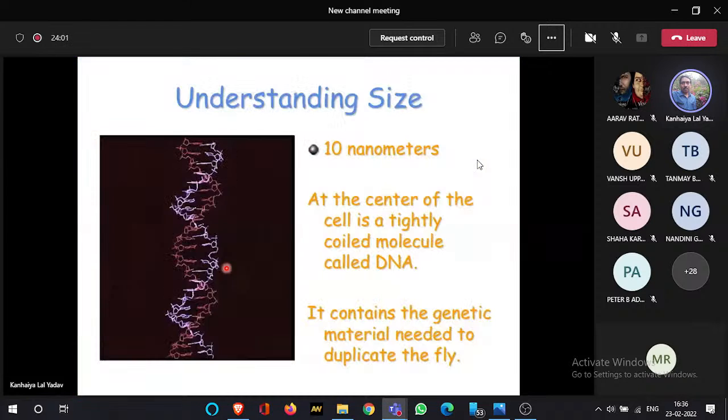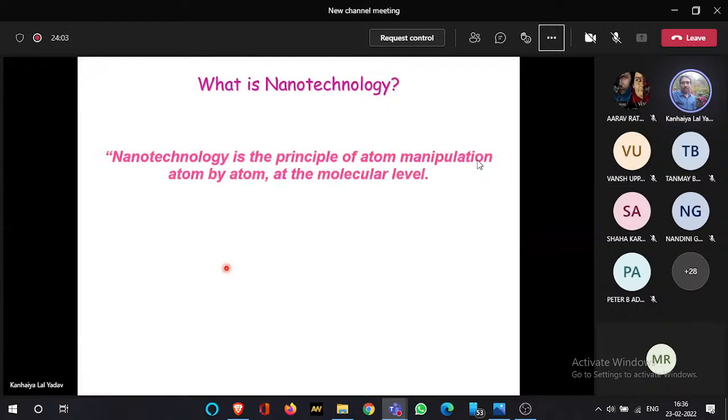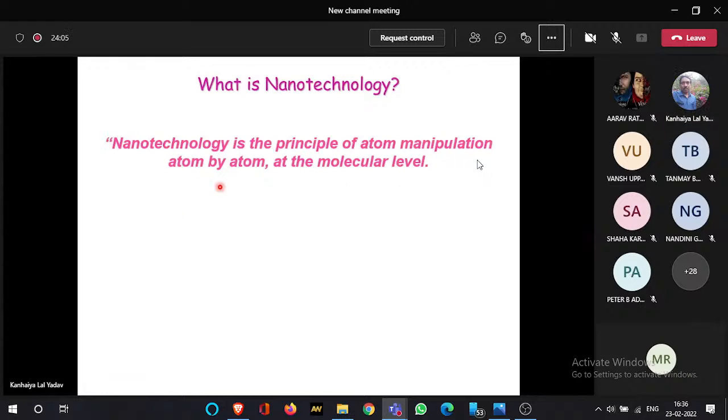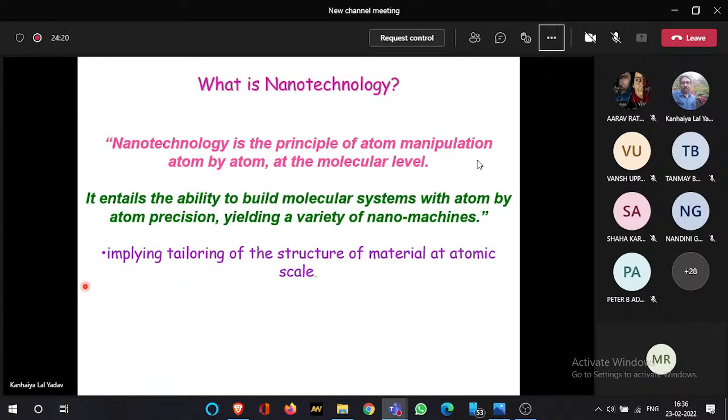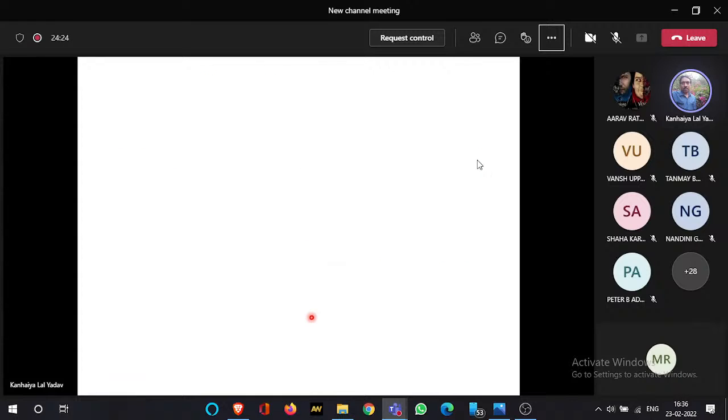So if you are asked to define nanotechnology, how do you say? Nanotechnology is the principle of atom manipulation, atom by atom at the molecular level. It entails the ability to build molecular systems with atom by atom precision, yielding a variety of nanomachines, implying tailoring of the structure of material at atomic scale.